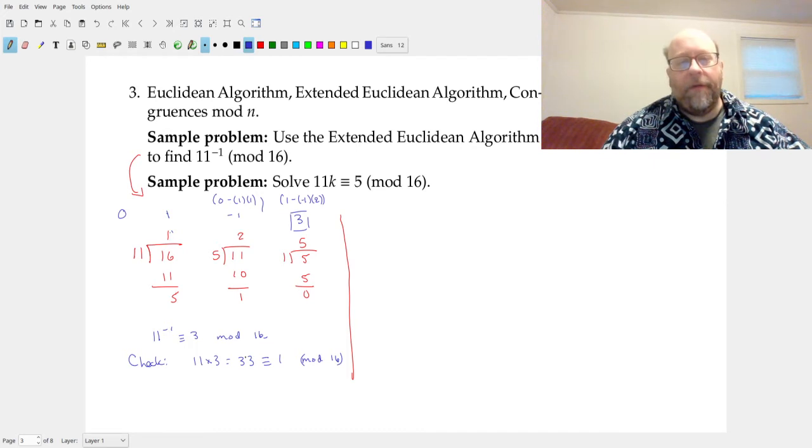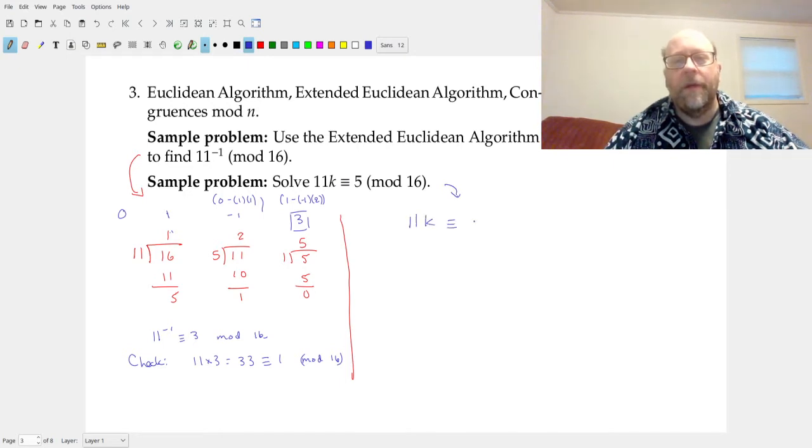Because 33 is 32 plus 1, and 32 is an exact multiple of 16. All right. So now that we have the inverse of 11, we can solve this congruence here. Solve 11k is congruent to 5 mod 16. We're going to multiply both sides by 3.